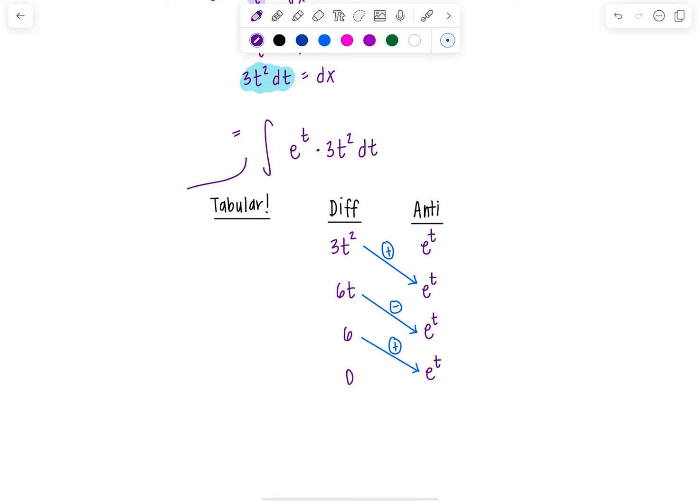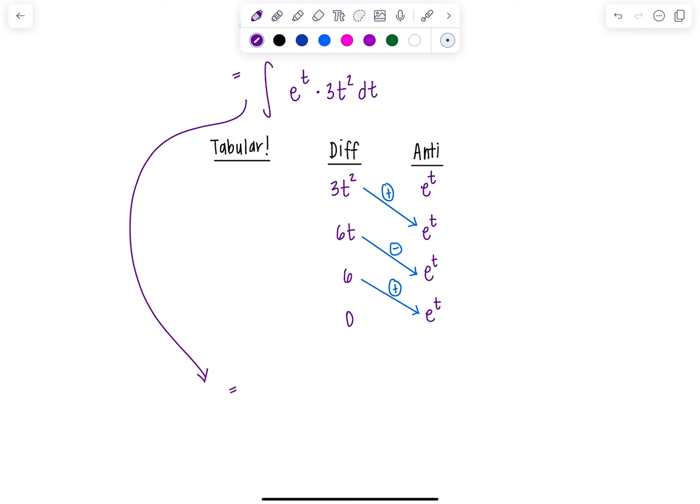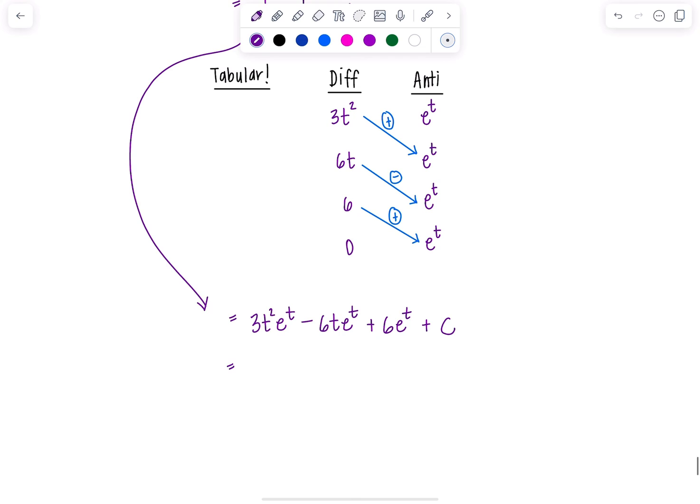So now we're done with this portion of the antiderivative, and notice we're going to have, so this product here is 3t squared e to the t, and then I'm going to have minus 6t e to the t plus 6 e to the t plus c. Okay, a couple things I'm noticing. I can factor out a 3 and an e to the t, so let me do that. 3 e to the t, and then I'm just left with t squared minus 2t plus 2 plus c.